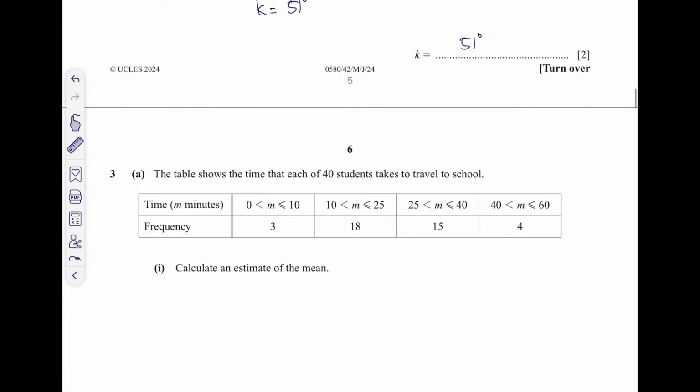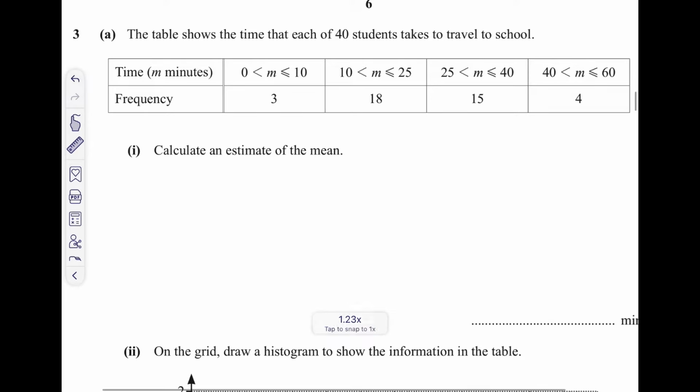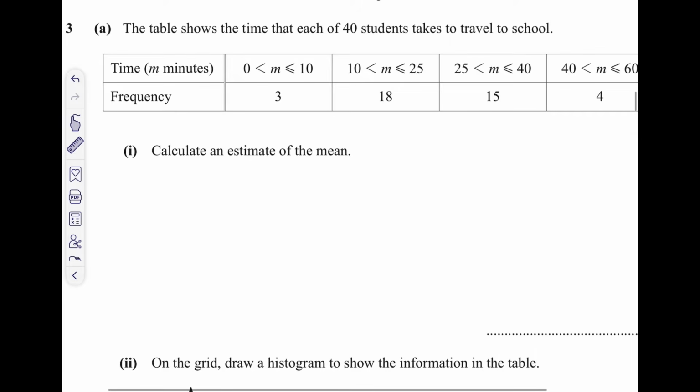Now moving on to question number 3, which says the table shows the time that each of the 40 students takes to travel to school. Calculate the estimate of the mean. Now, for the estimate of the mean, you have to find the mid values, because it's a grouped frequency table. So I'm going to write the mid values: of 0 and 10 is 5, 10 and 25 is 17.5, 25 and 40 is 32.5, and 40 and 60 would be 50.